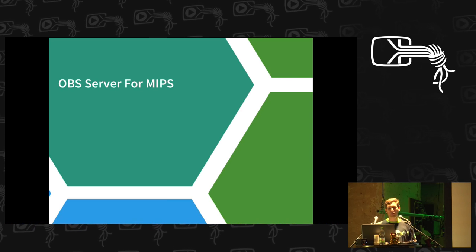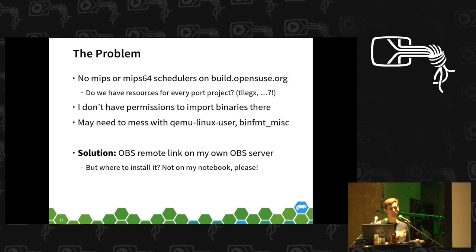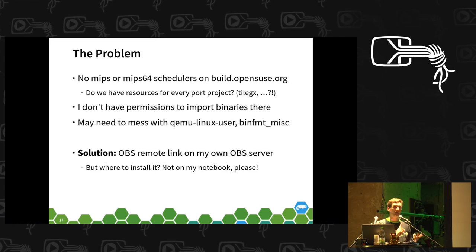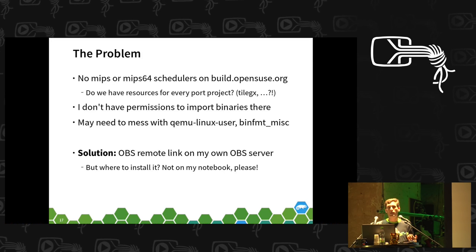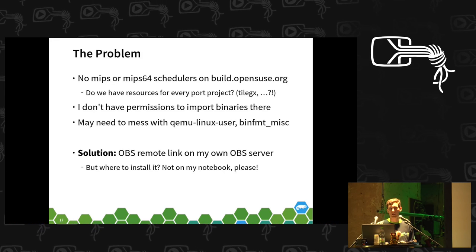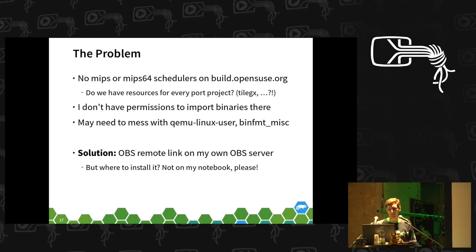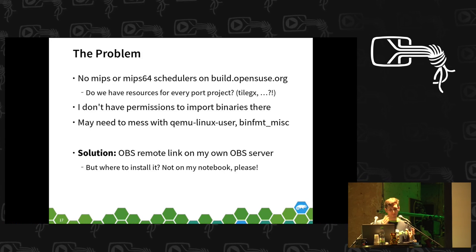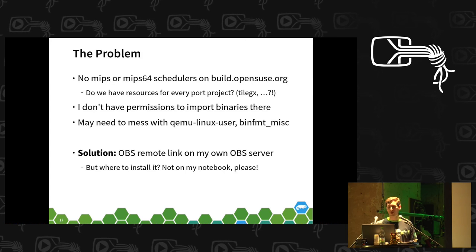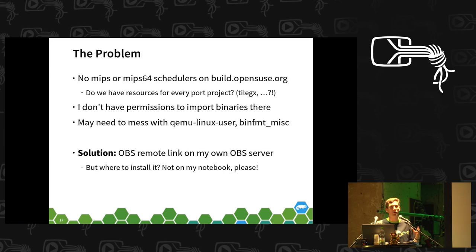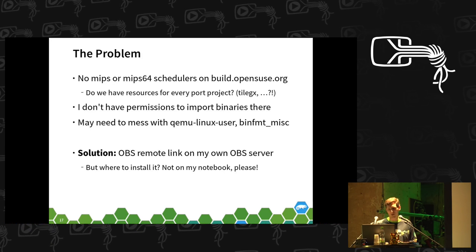Because if you look on build.openSUSE.org, you will notice that we have schedulers for i586, x86-64, PPC64LE, PPC, PPC64, S390X, ARMv6L, ARMv7L, and AArch64. There are none for MIPS or MIPS64. And the hypothetical question here is, well, do we have resources to build everyone's favorite project? So it's not really apparently provisioned that, if someone says, hey, I want to do a port of openSUSE for an architecture that hardly anyone uses, we can just get that set up on the main server.